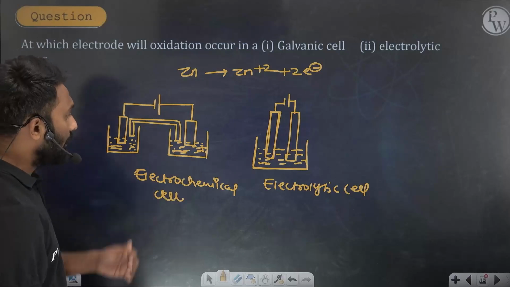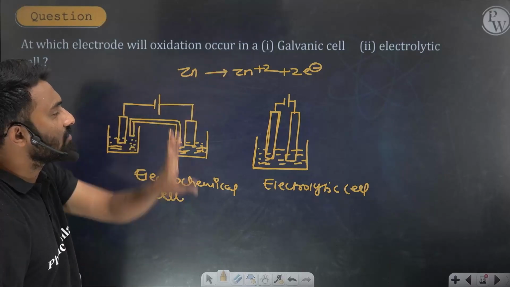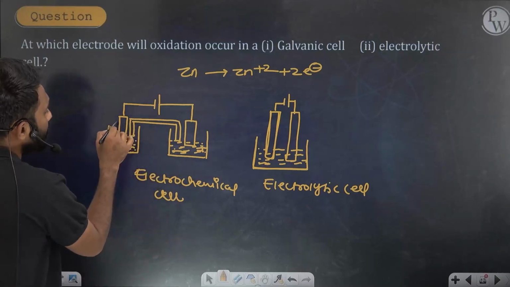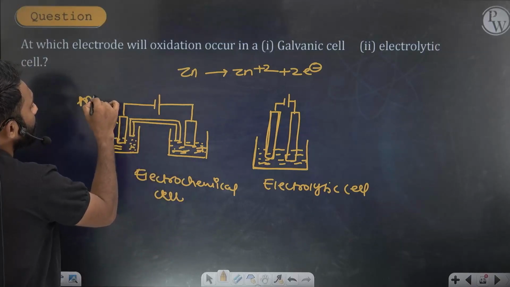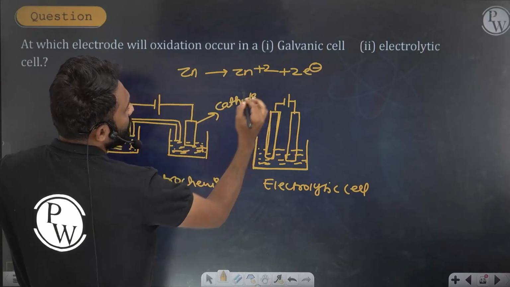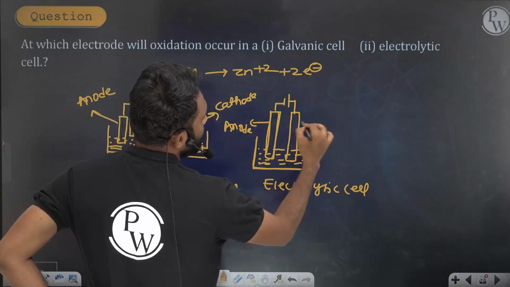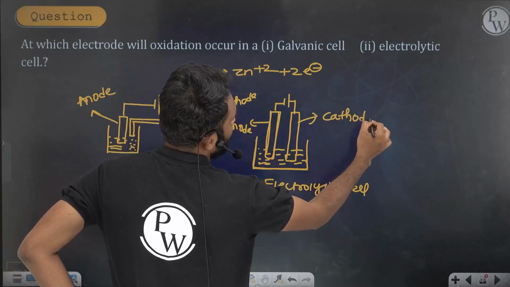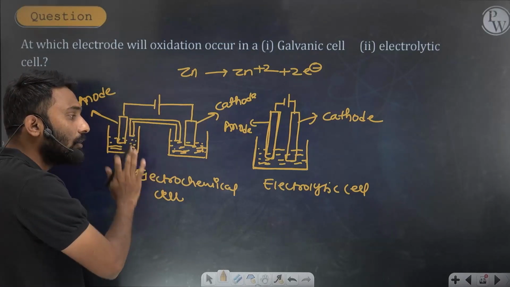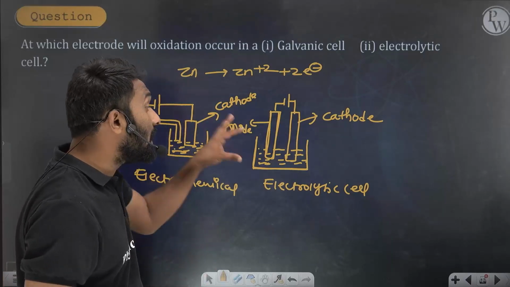Okay. Now my question: oxidation is the loss of electrons. Let us assume this is the anode and this is the cathode. Now here, let us assume this is the anode and this is the cathode. Whatever the cell may be, either an electrochemical cell or an electrolytic cell.